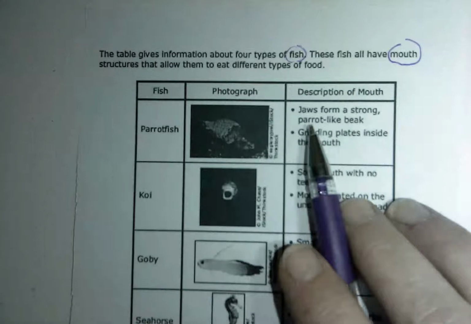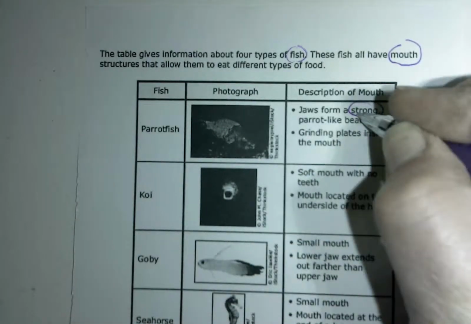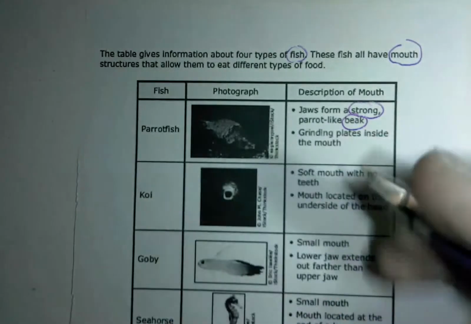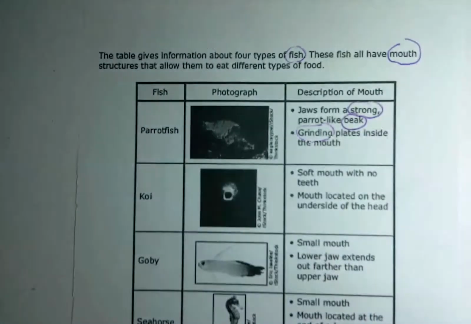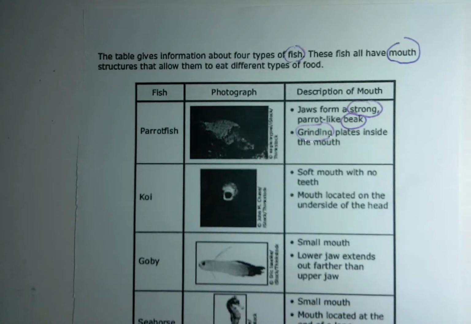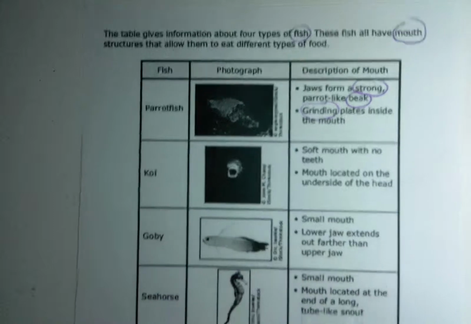Parrotfish. It describes it as having jaws that are strong, parrot-like beak, grinding plates inside the mouth. So grinding, if you remember correctly, is 2 hard things rubbing against each other to grind things into dust. That's how we make flour. That's how we make cornmeal and various things. And that's how we chew with our back molars, and cows chew on different things. So it's a type of way that we can chew. And they have hard grinding plates in the back of their mouth.